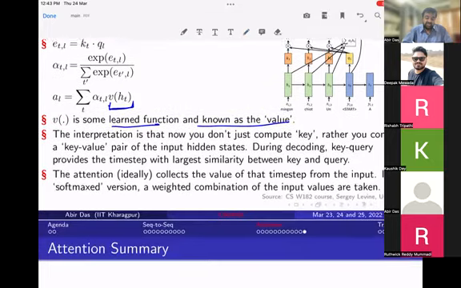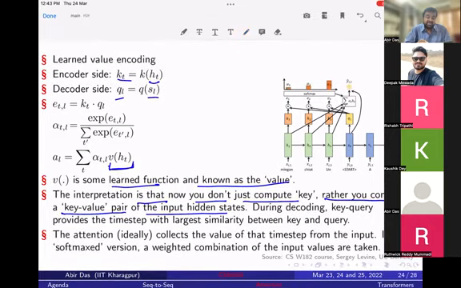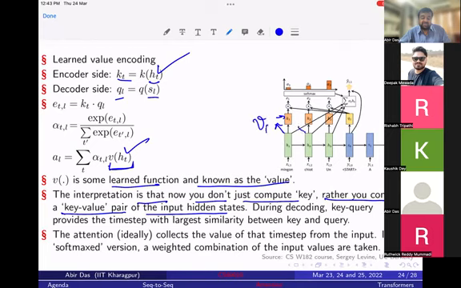So what is the intuition or interpretation? The interpretation is that now you don't just compute key, rather you compute a key value pair from the input hidden states, because key is a function of HT and V is also a function of HT. So when you are computing K, you are also computing another V, say V1, V2, and so on. And you are just keeping it aside. First you compute the Qs for the decoder, you compute the similarities, you compute the softmax versions.